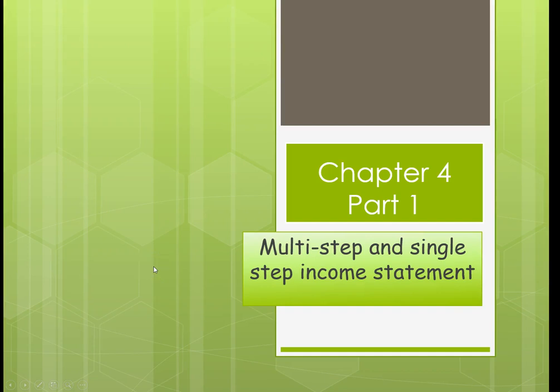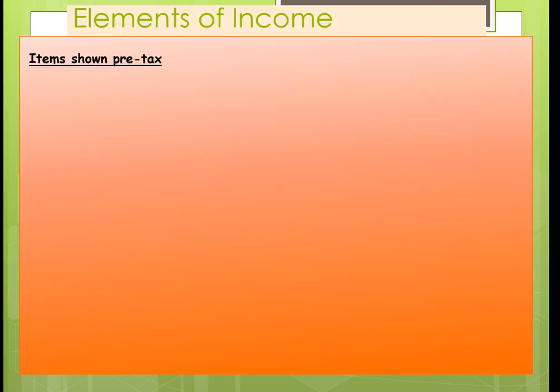Chapter 4, Part 1, the multi-step and single-step income statement. Elements of the income statement. We have items shown pre-tax.